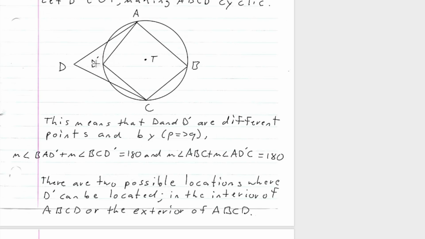We know that D prime can be in the interior of ABCD, which is this picture here, right? And we know that D prime can be located in the exterior of ABCD, right? So what we're going to do is show that there's a contradiction for when D prime is in the interior of ABCD and when it's in the exterior of ABCD, leading to the conclusion that ABCD must be cyclic, right?